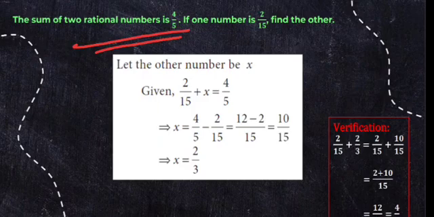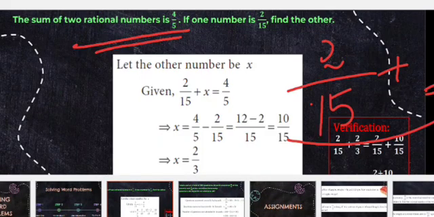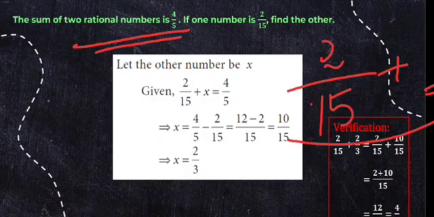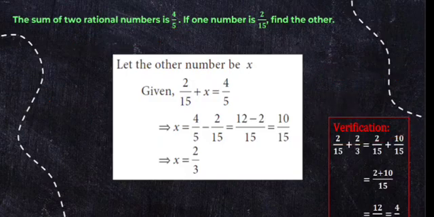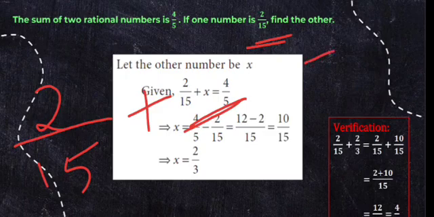If one number is 2 by 15, find the other. Okay, so what they are telling in the question, they have two rational numbers. One is 2 by 15 and the other number we don't know, but the sum of these two, the number 2 by 15 and the other value which we don't know, is equal to 4 by 5.